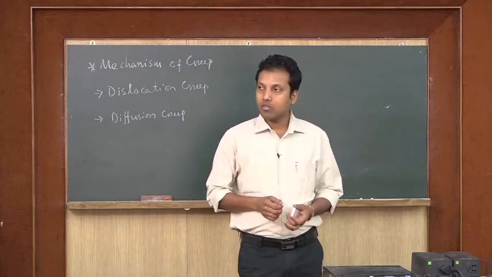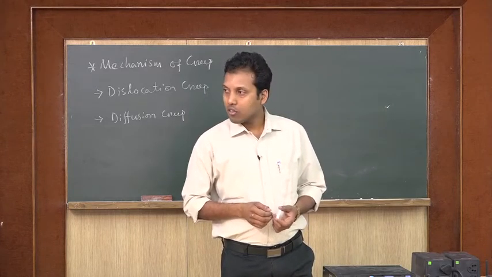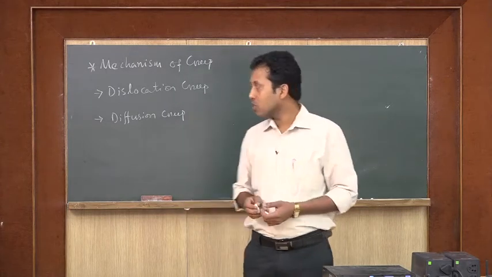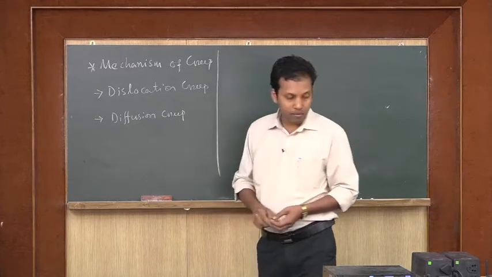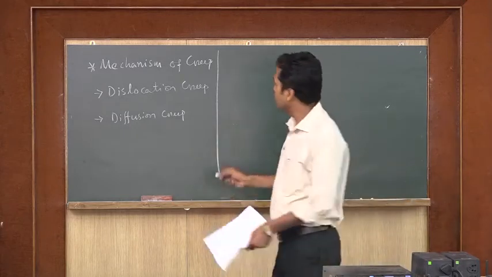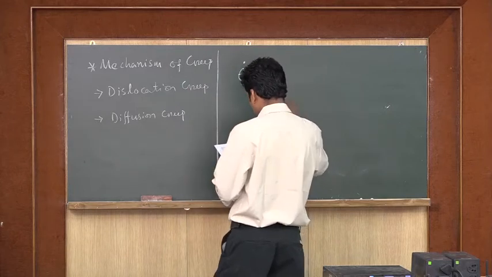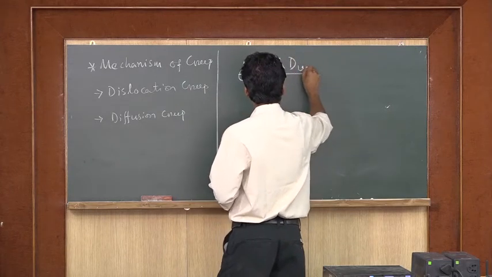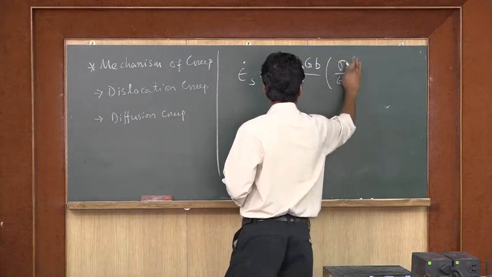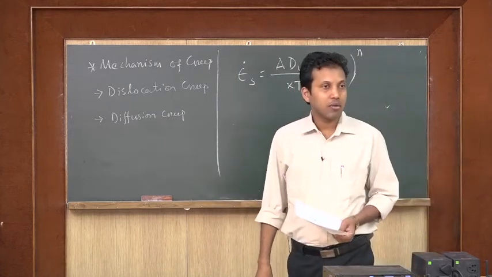In high stress also we have defined different regions of dislocation creep, which are controlled by a few equations we have seen. So, one equation is epsilon s dot, the steady state creep rate controlled by the dislocation mechanism, is A D_v G b by kT, sigma by G whole to the power n, where this n is ranging from 3 to 8.